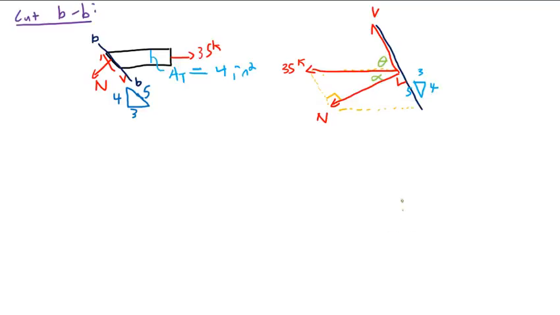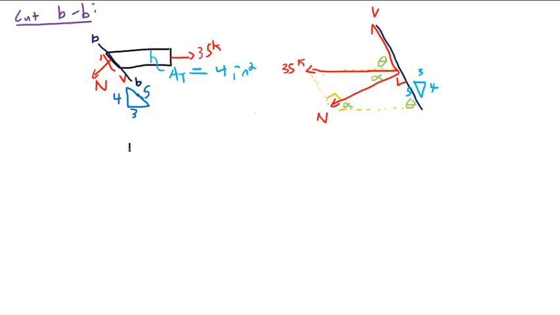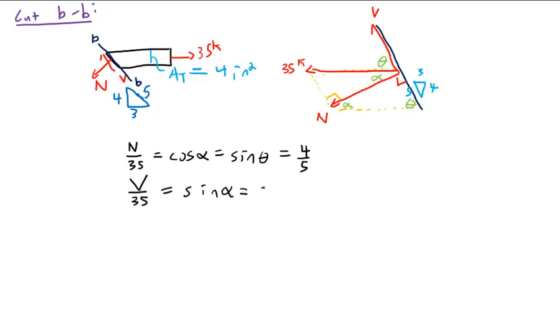This one comes to theta. And this one comes to alpha, and this one comes to theta. So working through the parallelogram, I will find that N over 35 equals the cosine of alpha equals the sine of theta equals 4/5. V over 35 equals the sine of alpha equals the cosine of theta equals 3/5.